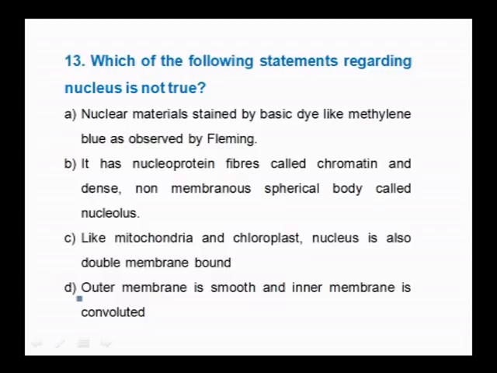And moving on to the 4th option, outer membrane is smooth and inner membrane is convoluted. Convoluted means folded, but it is only the property of mitochondria. So the statement which is not right is option D. In mitochondria, the inner membrane is convoluted to form structures called cristae. So this property D is associated with mitochondria. So the answer for 13th question is D.